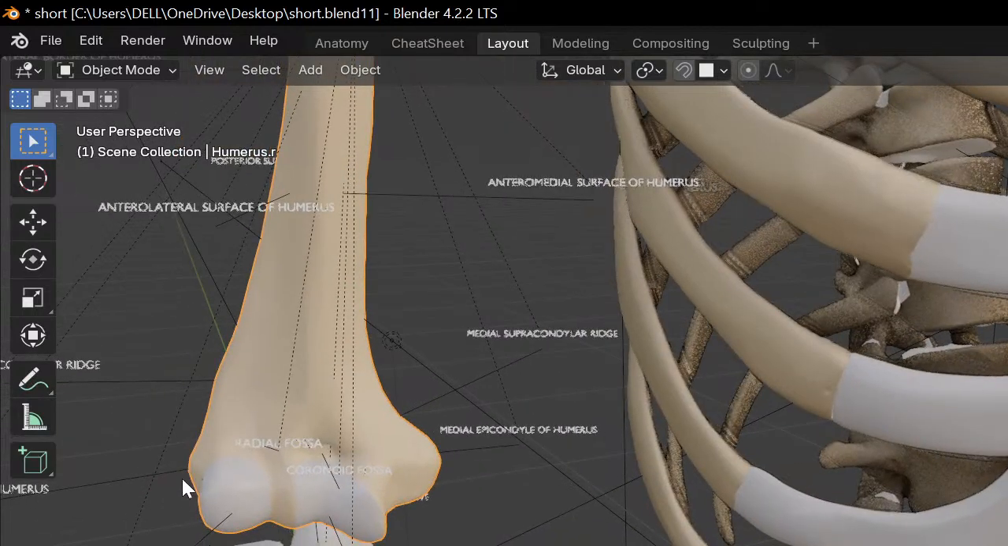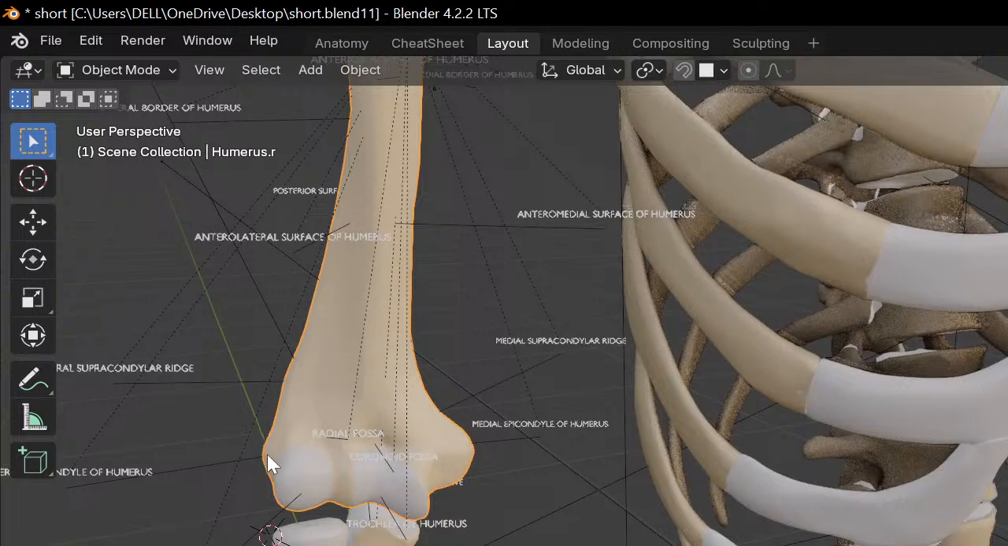So this point is the lateral epicondyle of the humerus, while this point is the medial epicondyle. The medial epicondyle is more prominent than the lateral epicondyle. Then the condyles are adapted to, on the lateral side, the capitulum, and on the medial side, the trochlea. So above the trochlea, there's the radial fossa.